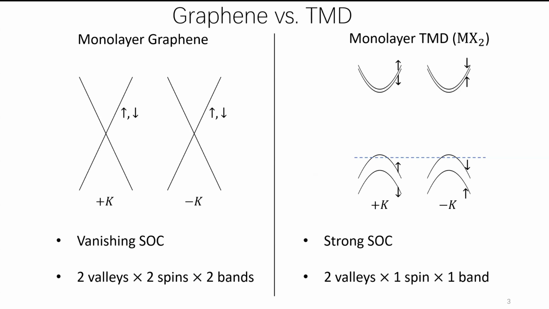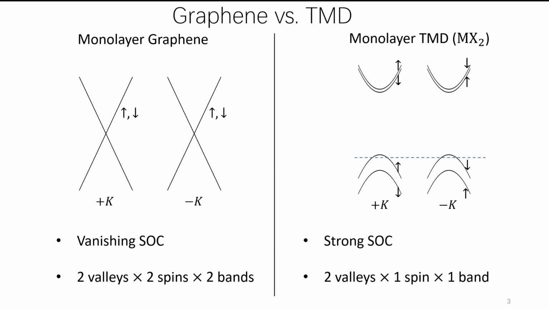When I was a PhD student with Allan, we studied the optical properties of semiconducting transition metal dichalcogenides. Here is a slide that compares the graphene system and the TMD system. Graphene is a semimetal and TMD is a semiconductor. This is a crucial difference, and it leads to a reduced number of degrees of freedom in TMD systems, and this leads to theoretical simplification.